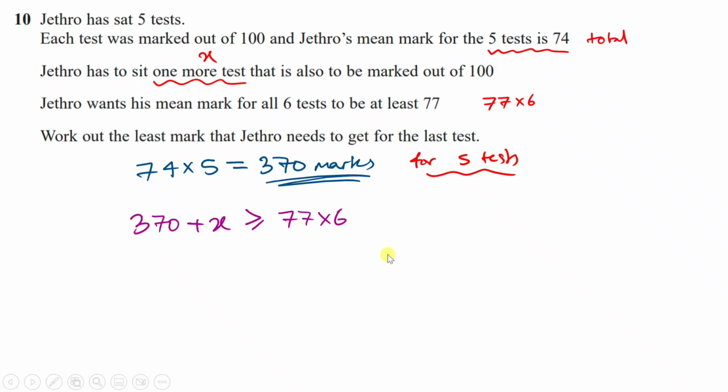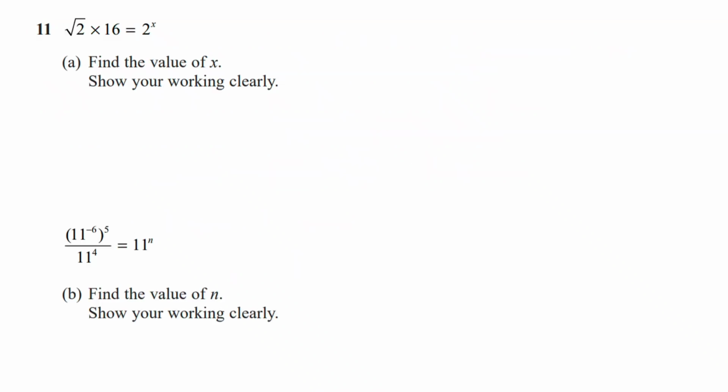Well, we basically got the equation ready. So all you do in your calculator is write 77 times 6 minus 370, and you should get x greater than or equal to 92. So he needs at least 92 marks. Cool. That's a lot of marks. Not bad though. Now, number 11.